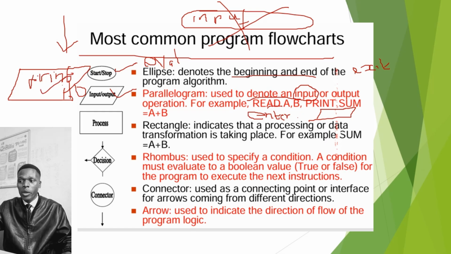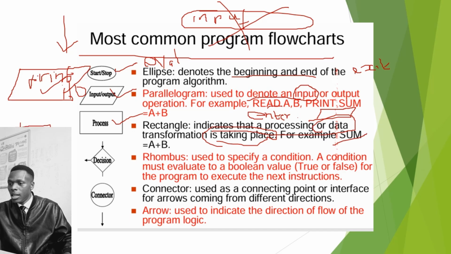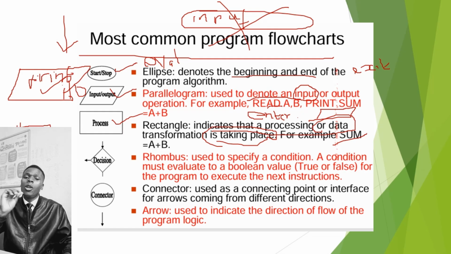So when you are doing the input and output, that is the symbol. The process, the rectangle. This rectangle is for process. It indicates that a processing or data transformation is taking place. And which data transformation is it? Is it sum, where we are adding the two numbers? Is it multiplication?